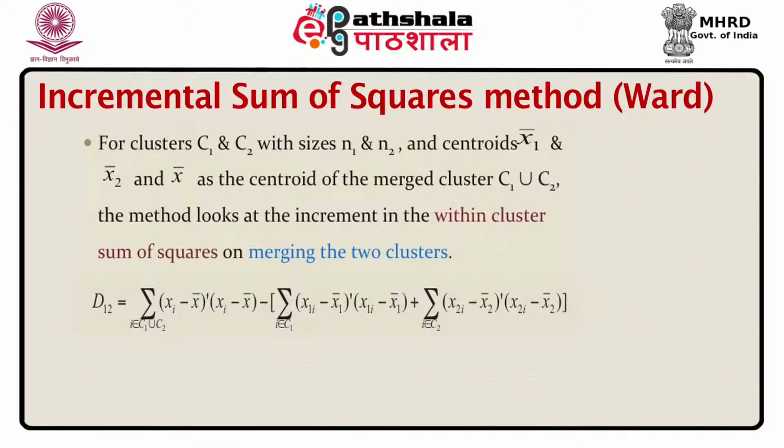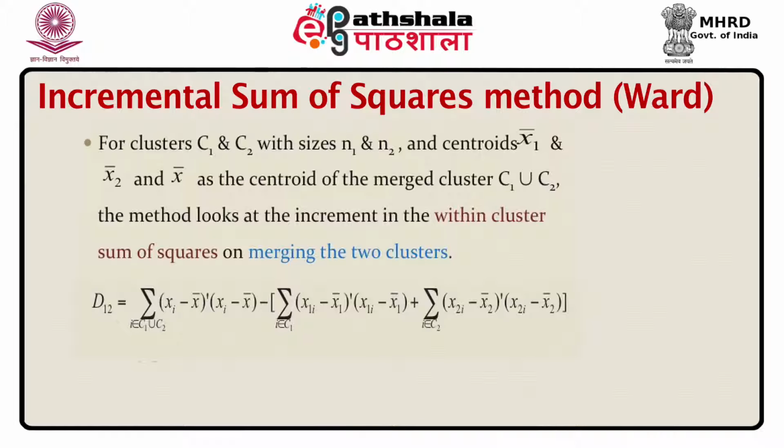The formula for Ward's method is given by D12. If you look at this formula, you will see that the first part is xi minus x bar prime, xi minus x bar, which is summed over C1 union C2. So this is the within sum of squares of the merged cluster C1 union C2. The second part, in the third bracket, has two components. The first component is the within sum of squares of the first cluster C1, and the second one is the within sum of squares of the second cluster C2.